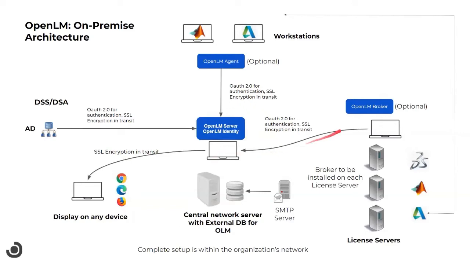Now, this connects with the OpenLM broker, which is installed on the network license servers, where you might be hosting DSLS, FlexLM, or any other kind of license manager. The broker is installed on each license server, and it gets interfaced with the license manager. It sends out the licensing information to the OpenLM server, which gets stored in the database.